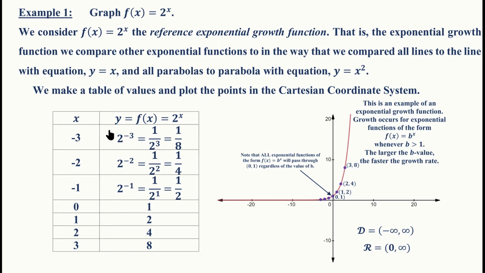We just plug in. So for example, 2 to the power of -3, as we know, is just going to be 1 over 2 cubed, which is 1/8, by the negative exponent law. For -2, we get 2 to the -2, which is 1 over 2 squared, which is 1/4. -1 gives us a half, etc., all the way up to 8 for y values.